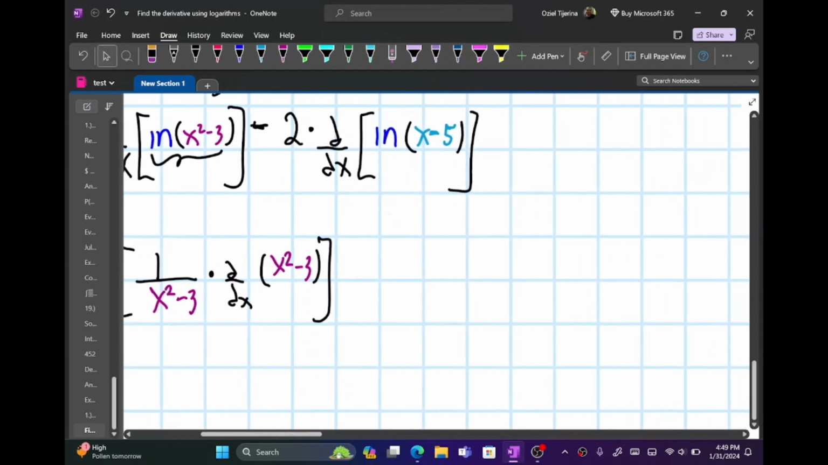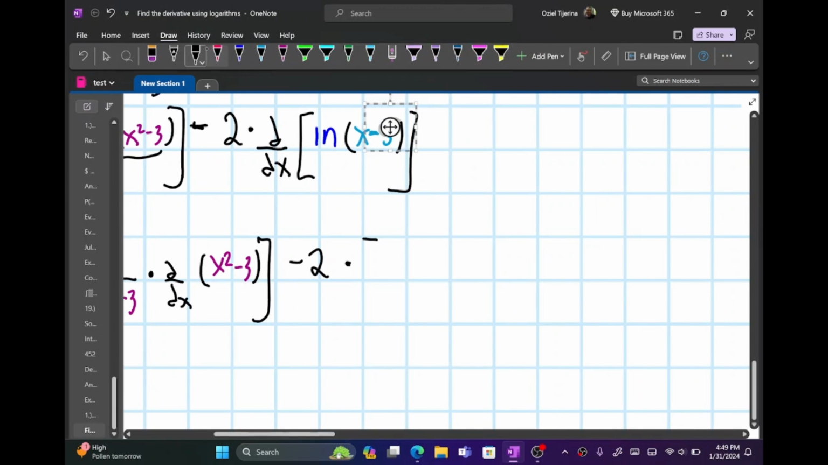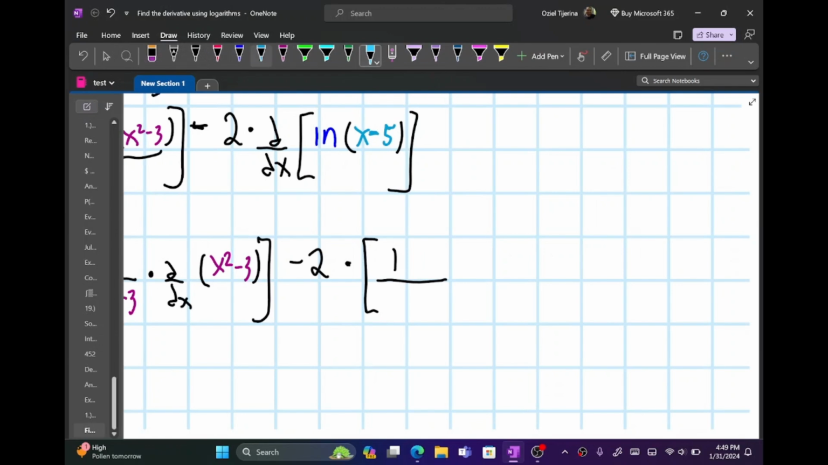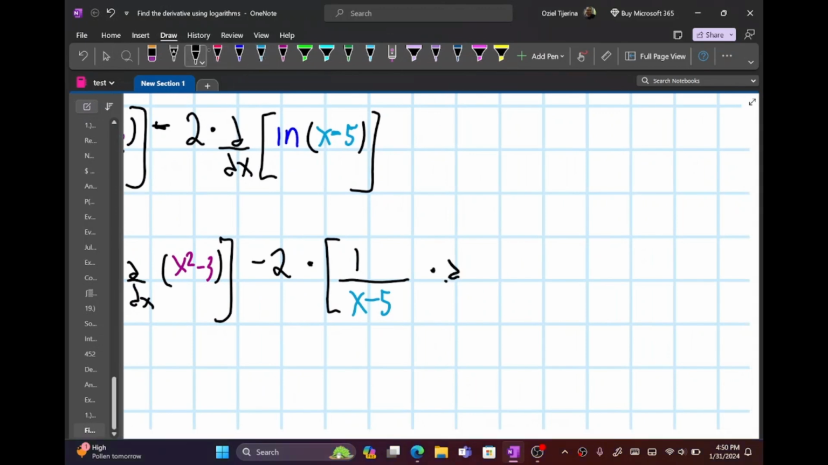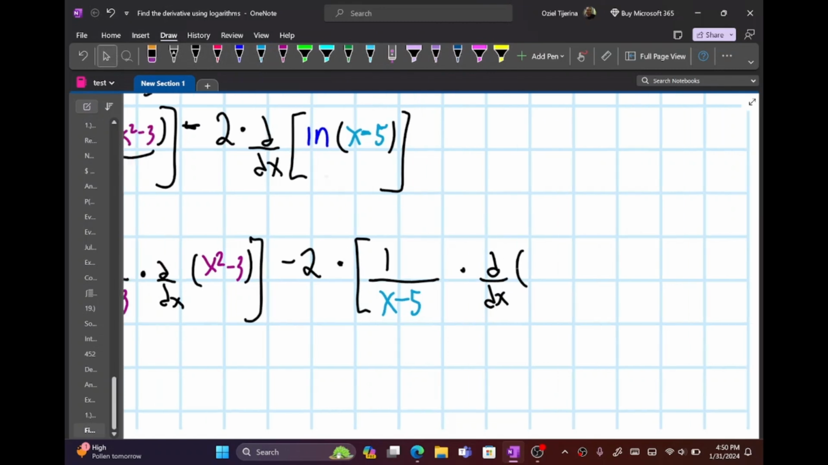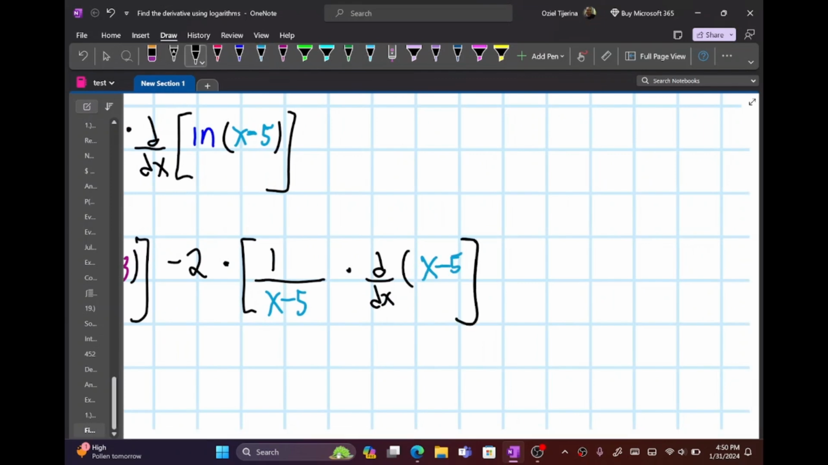And then finally we do minus 2, and then times the derivative. We're going to do times the following, 1 over x minus 5, and then times d dx of x minus 5. I know I don't need to write that part, but I'm still doing it so that y'all know.